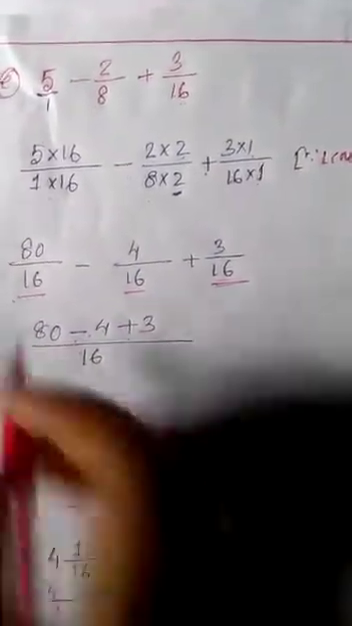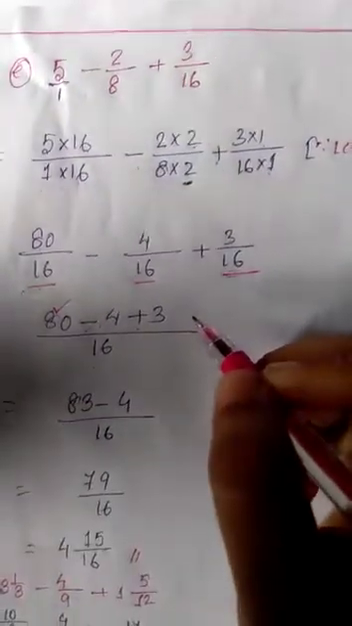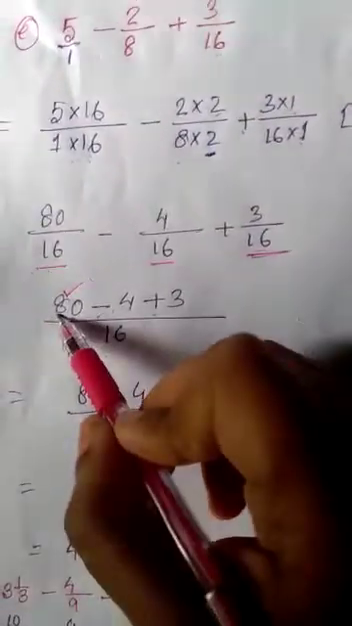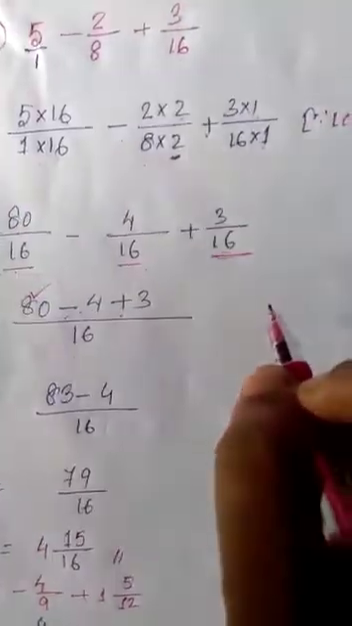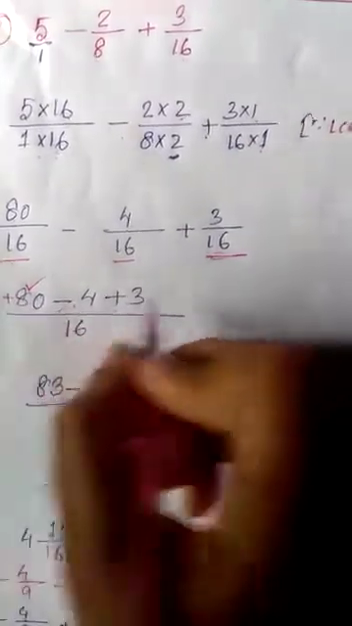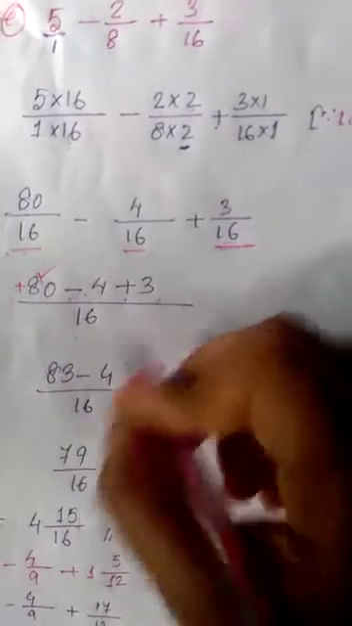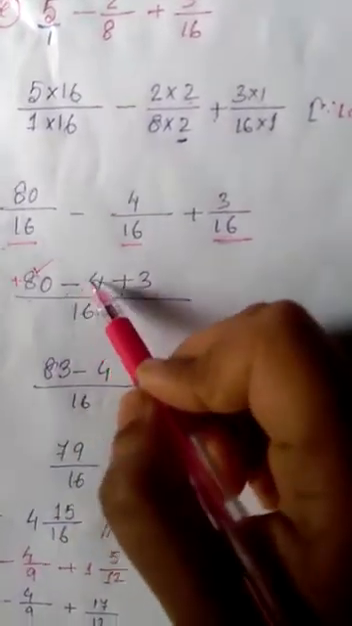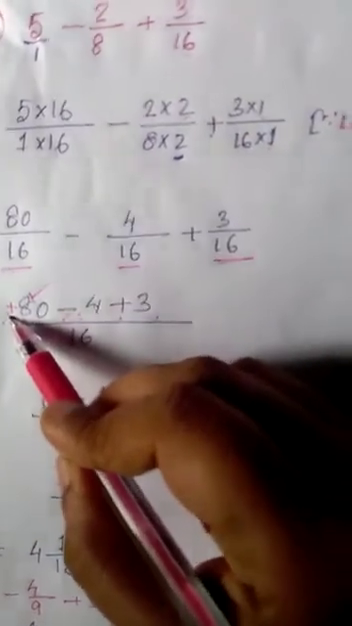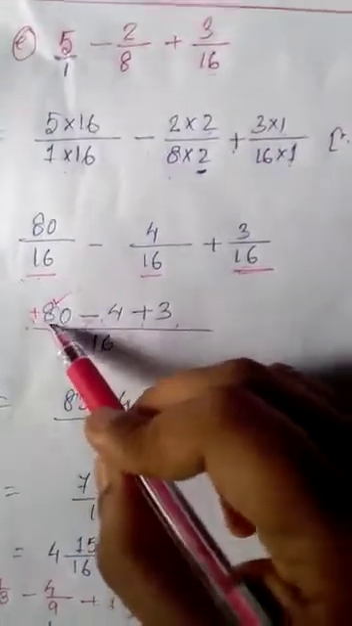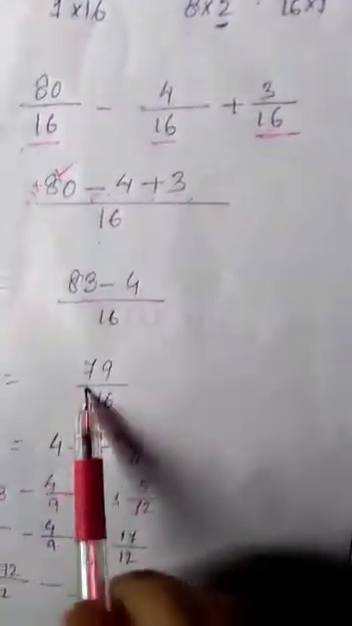So 80, and see, in our simplification chapter, in chapter 4, we have learned this. First of all we have to do the addition work, then we should do the subtraction. So 80 plus 3, these two we have to do first. So 80 plus 3 is 83. Now which is subtraction? This. As there is no sign before this number, that means it's plus, addition. So 83, and minus 4, so 83 minus 4 is 79 by 16.